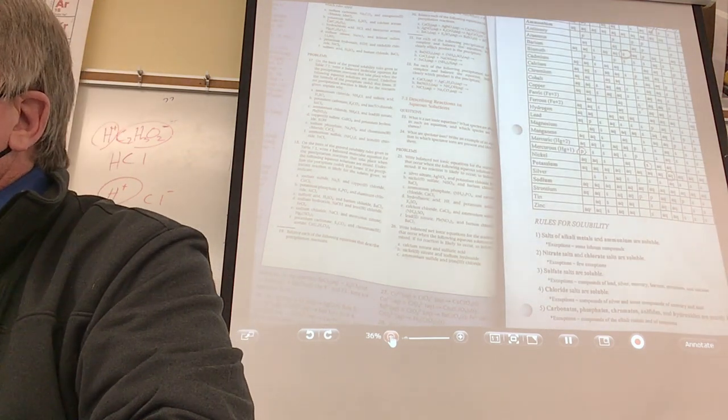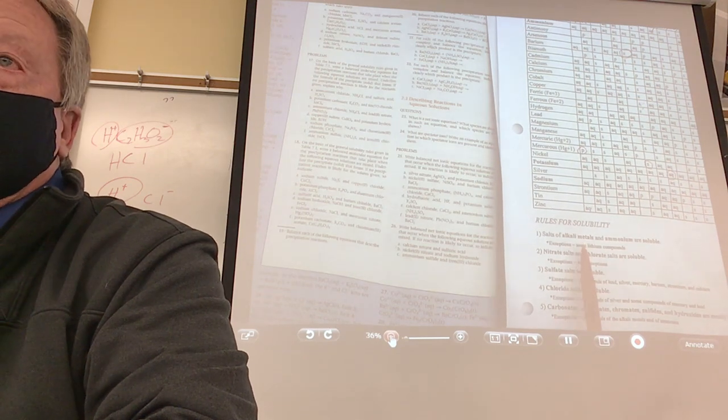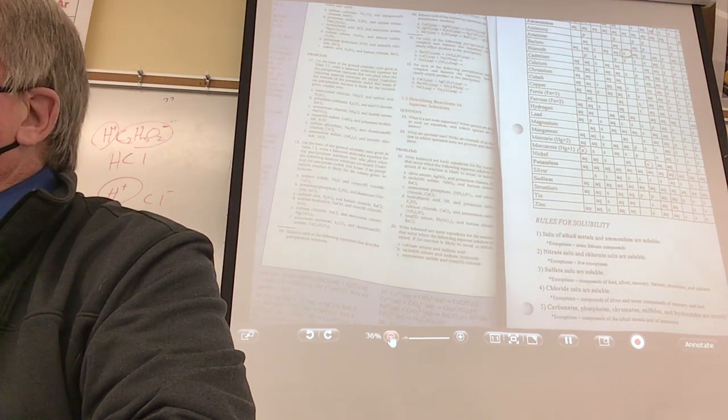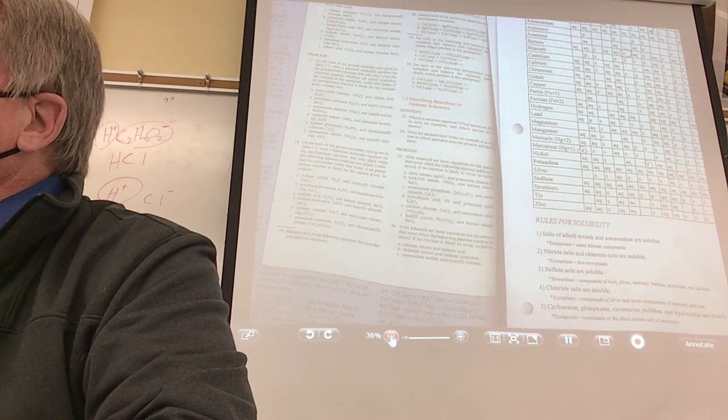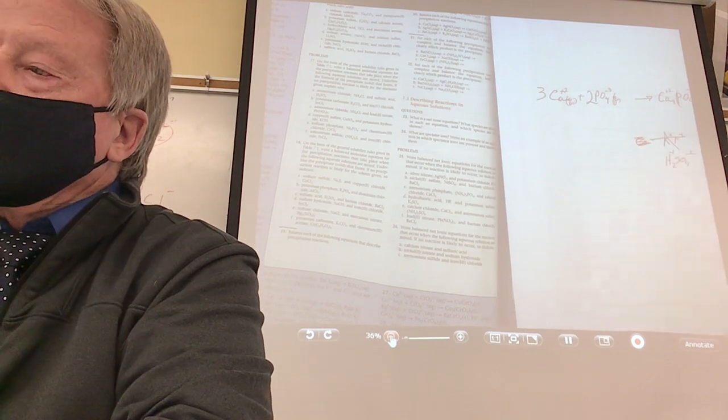Okay, so what's it say? Alkali metals. Okay, potassium and sodium, all the salts are soluble, aren't they? You can't be a precipitate. So, no way. You're out of here. What about the other one?